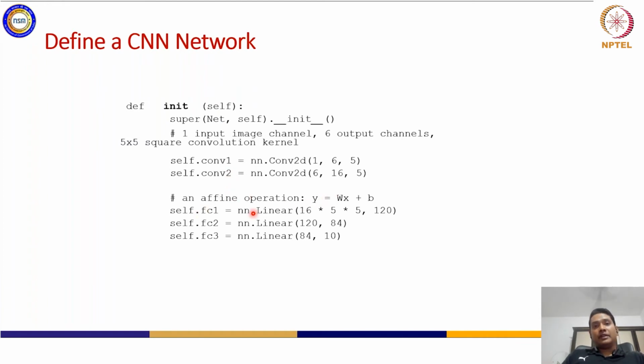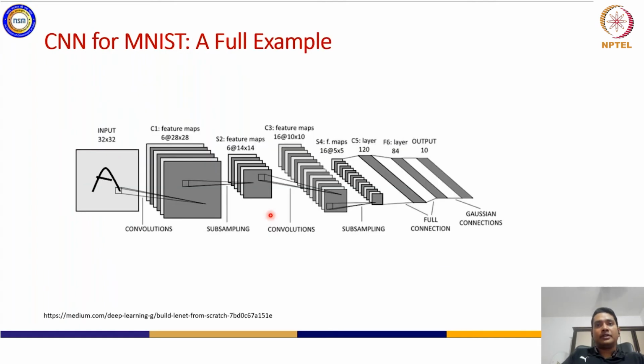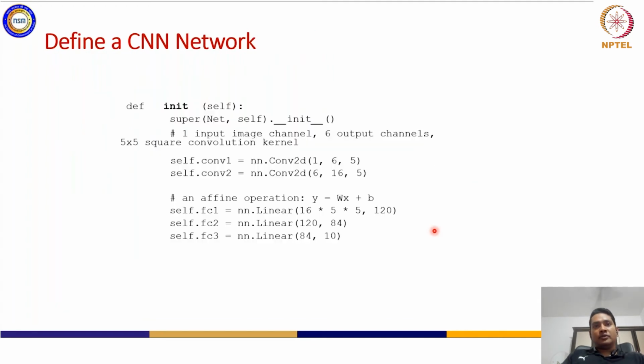Then we will define the linear layers. So just remember the figure here. We have defined 2 convolution layers. Next, we will define the fully connected layers. So the fully connected layer is flattened. As you can see here, we have flattened the entire tensor into a one dimensional tensor.